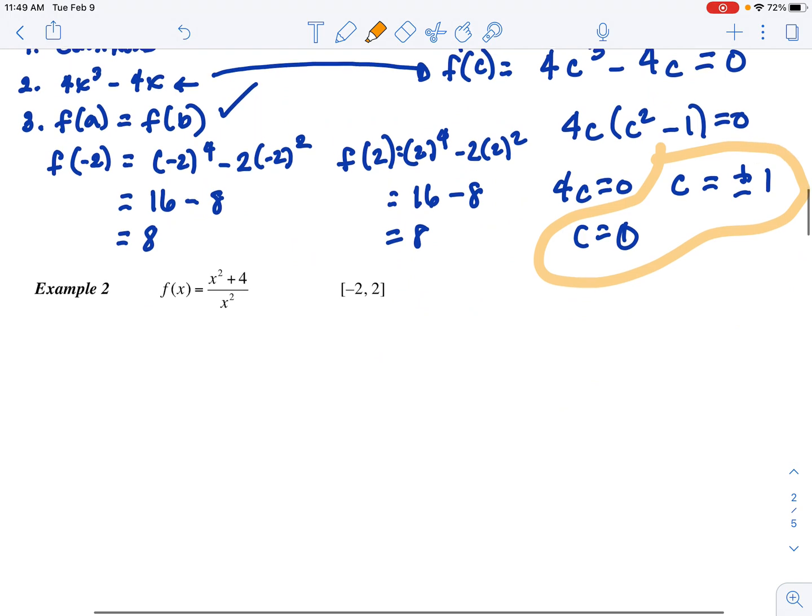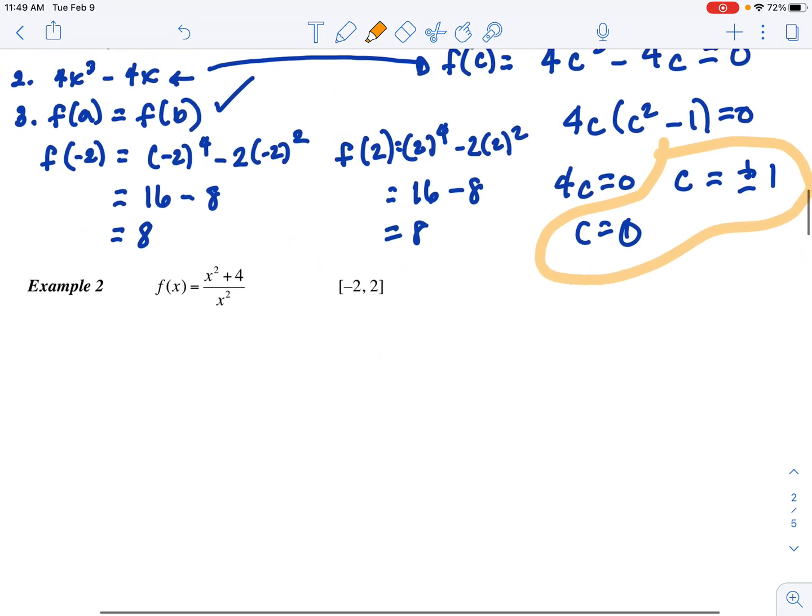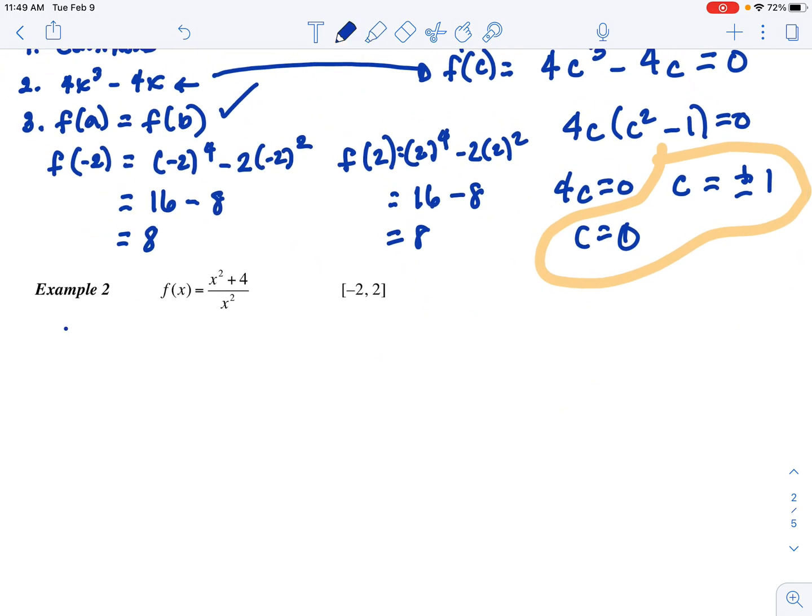All right, let's just look at this one right here. Number 1. Is this continuous on this interval, -2 to 2? No. Where is it not continuous at? 0. So we cannot go on any further. If it said 1 to 2, then yeah, we can go on further.